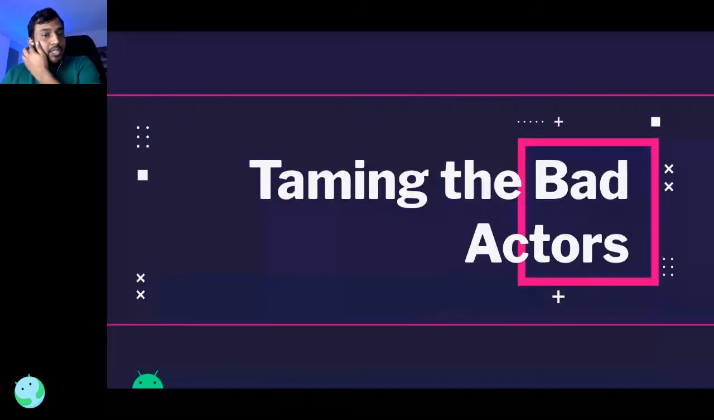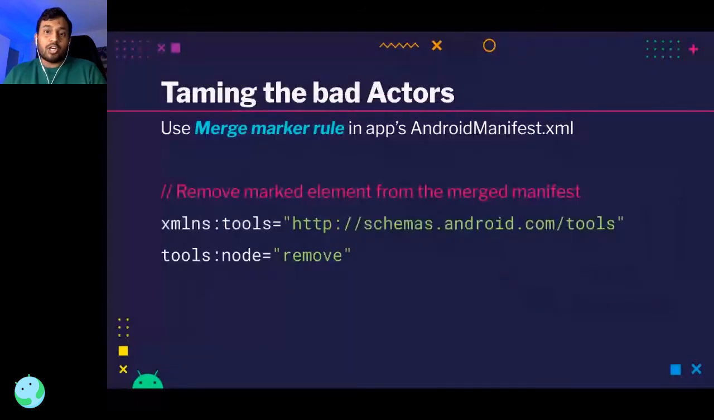So the best way to do this and to get rid of this content provider in general is that you use the merge marker rule, which is part of the Android manifest XML. And you just put the tools namespace, and then you say tools:node="remove".